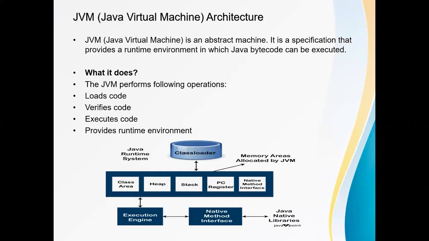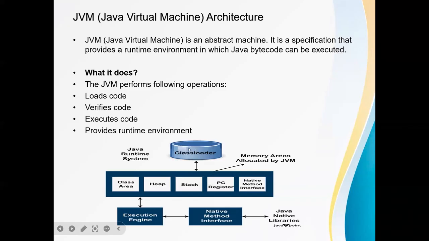Then we have the JVM architecture. Very important. This is the actual architecture of the JVM. The JVM is a Java Virtual Machine, where we execute our bytecode. So what does the JVM actually do? It loads your code, verifies the code, executes the code, and provides the runtime environment. These are all the operations performed by the JVM.